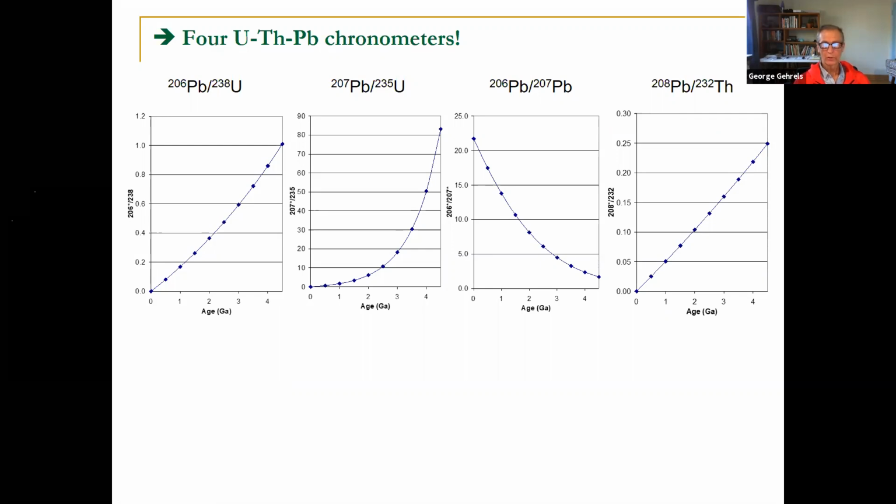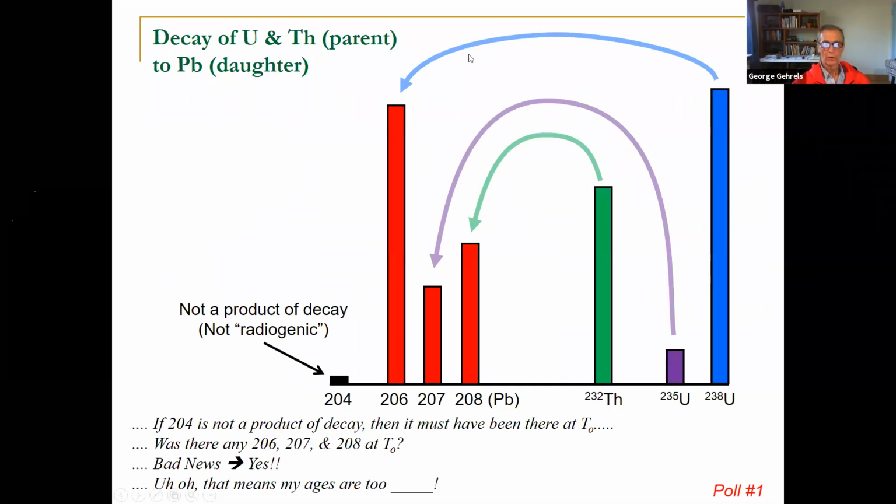But first let's look at this in terms of isotope space. We'll go to this diagram, which shows schematically how much 238 is going to be in your mineral that you're measuring. 235 is always less, and so is 232. And it shows how 238 decays to 206, 235 decays to 207, and 232 decays to 208, right?